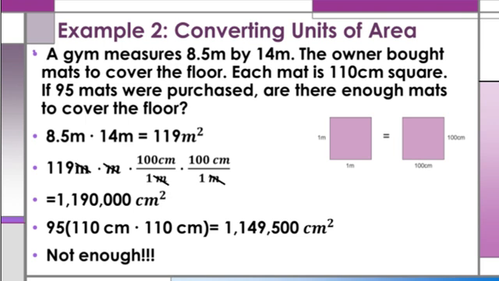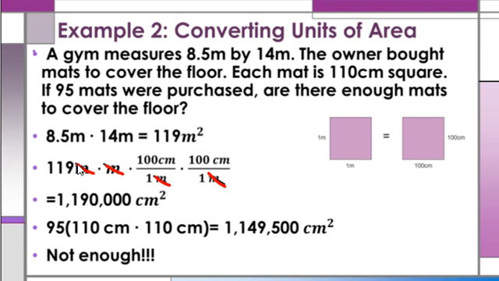So the first thing is we need to know how many square meters the floor covers. So they did 8.5 meters times 14 meters, which gives you 119 square meters. And then we have to convert that 119 square meters to square centimeters, which is 100 centimeters over 1 meter times 100 centimeters over 1 meter, so that the labels of meters cancel out, and we're just left with centimeters. So we have 1,190,000 square centimeters.